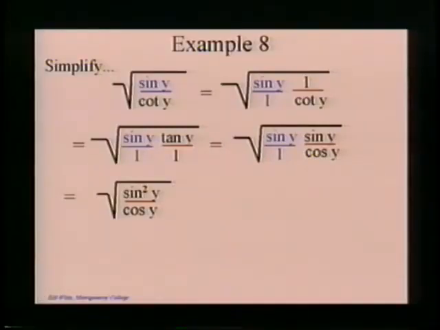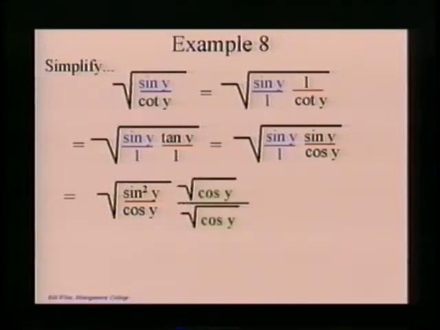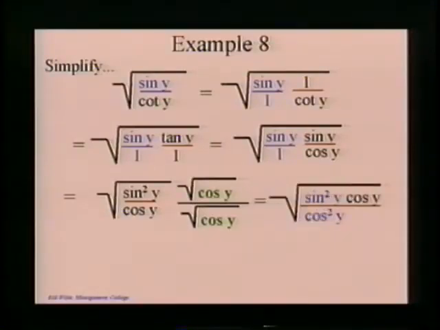Well, let's see. Who's the troublemaker here? Cosine of y. We're not allowed to have a radical in the bottom. So what was the trick? Multiply the top and bottom of the fraction by that, which is what I'll do. Okay? Which will give me in the top the square root of sine squared cosine, and in the bottom, cosine squared. Doesn't look that much better, but the bottom will be a perfect square.